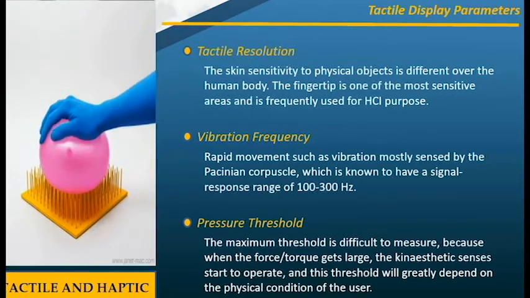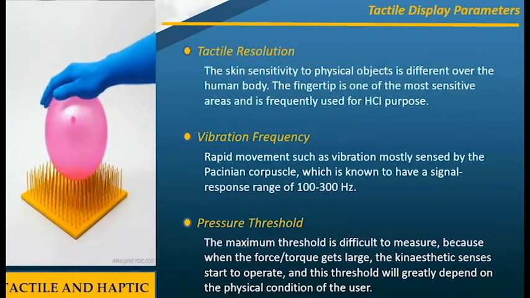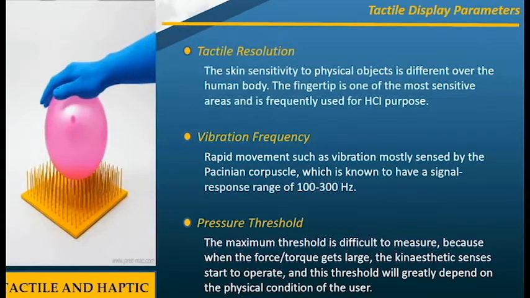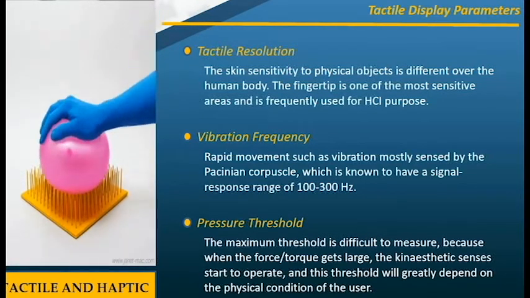Then next is vibration frequency. Rapid movement such as vibration is mostly sensed by the Pacinian corpuscle, which is known to have a signal response range of 100 to 300 Hz. So we also have the parameters for vibration frequency. Then we have the pressure threshold.